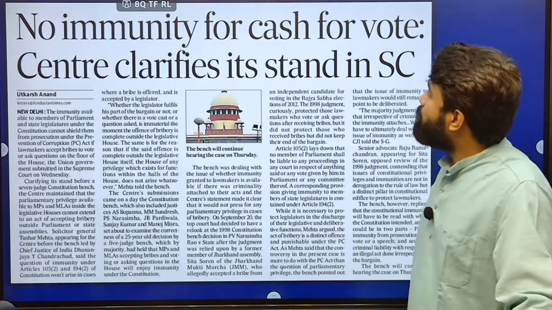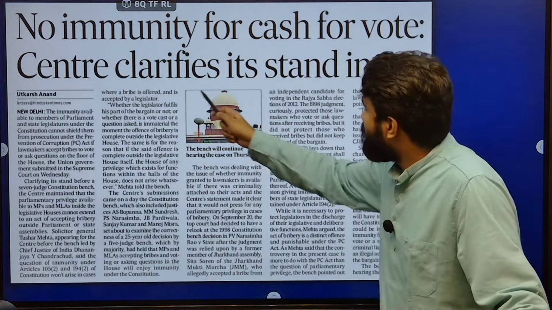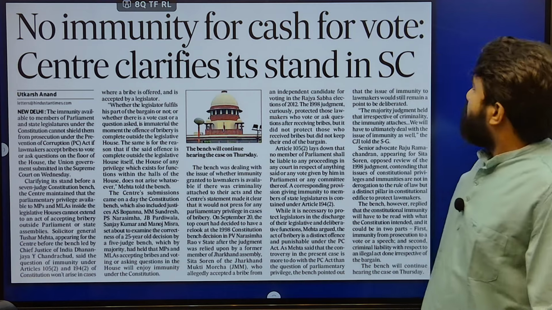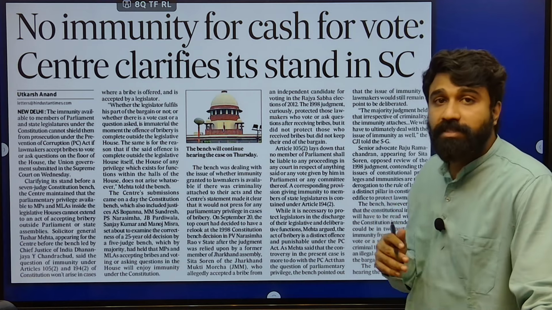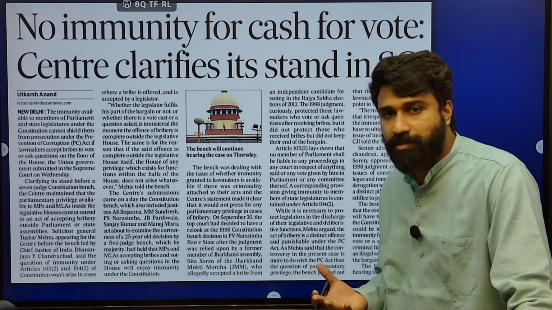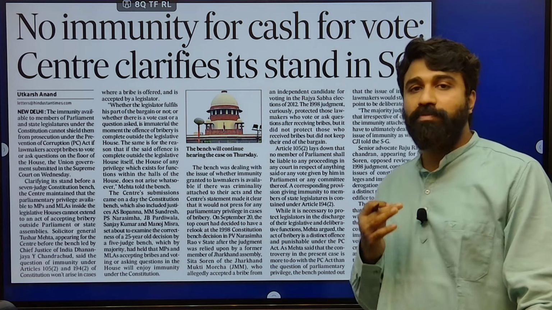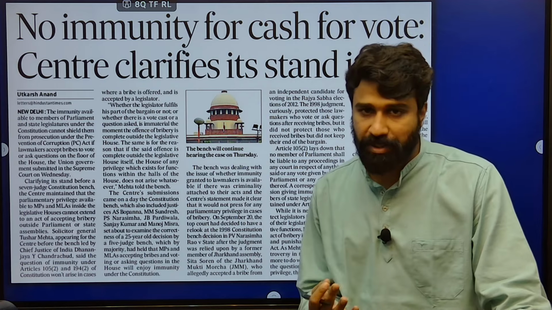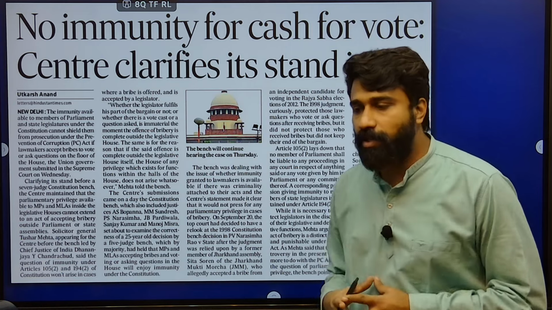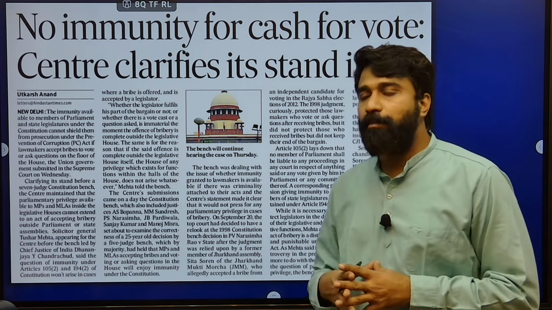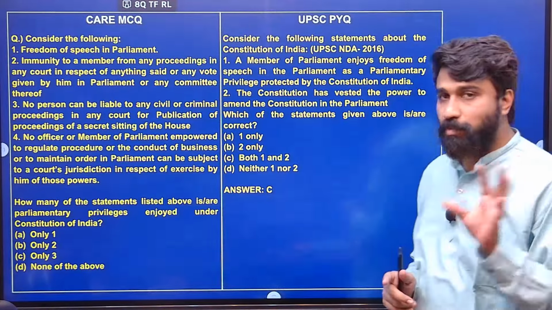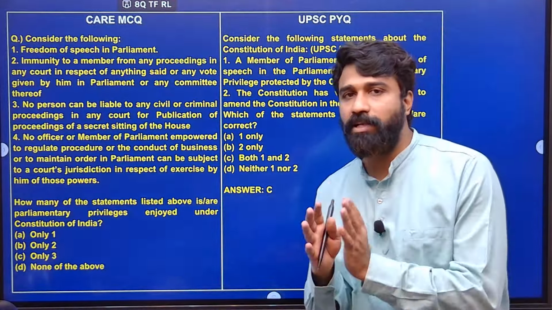Next, coming to no immunity for cash for vote, Centre clarifies its stand in Supreme Court. Immunity in cash for vote refers to the privileges given to members of parliament, which are several times misused. Sometimes a few parliamentary members ask questions to the government after taking bribes from outside. This is also a kind of misuse of the privilege given to members of parliament. So, what are the privileges given to the members of parliament? That is more important, not the controversial political issue here.